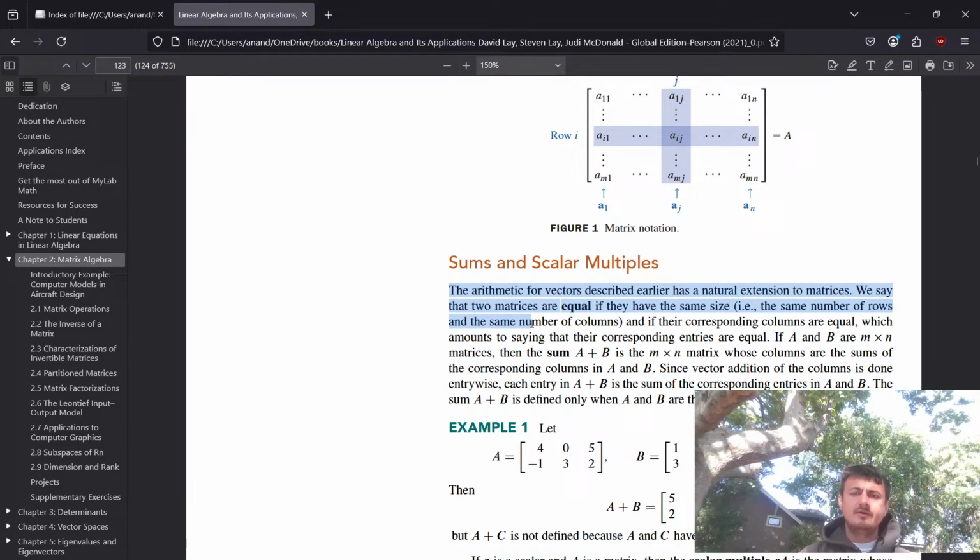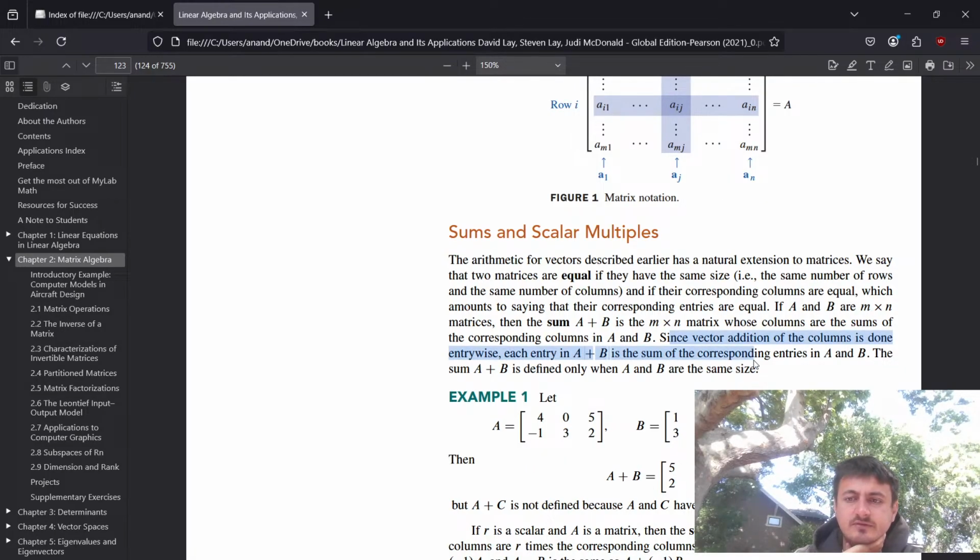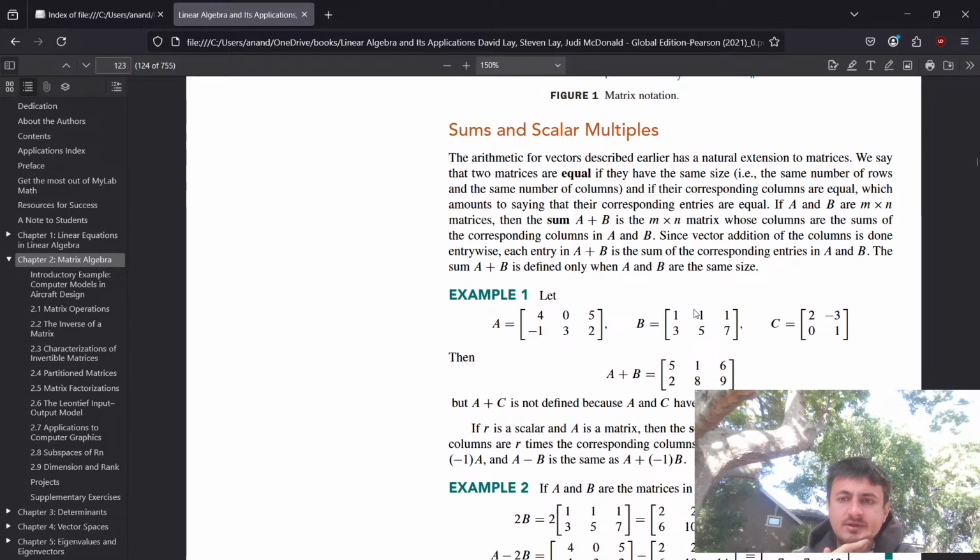Sums and scalar multiples. The arithmetic for vectors described earlier has a natural extension to matrices. We say that two matrices are equal if they're the same size and if their corresponding columns are equal, which amounts to saying their corresponding entries are equal. If A and B are matrices of the same size, then the sum is just the column sums. Just do the basic thing. Since vector addition of the columns is done entrywise, each entry in A plus B is the sum of corresponding entries in A and B. The sum A plus B is defined only when A and B have the same size. Cool.